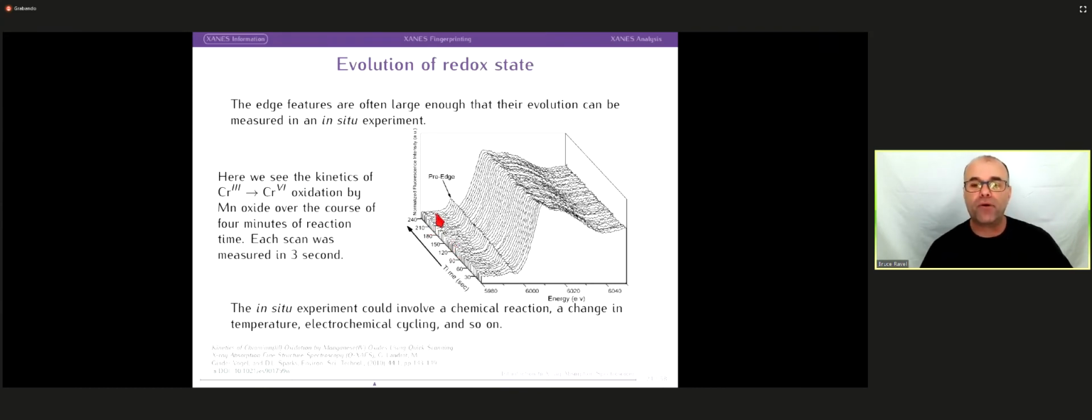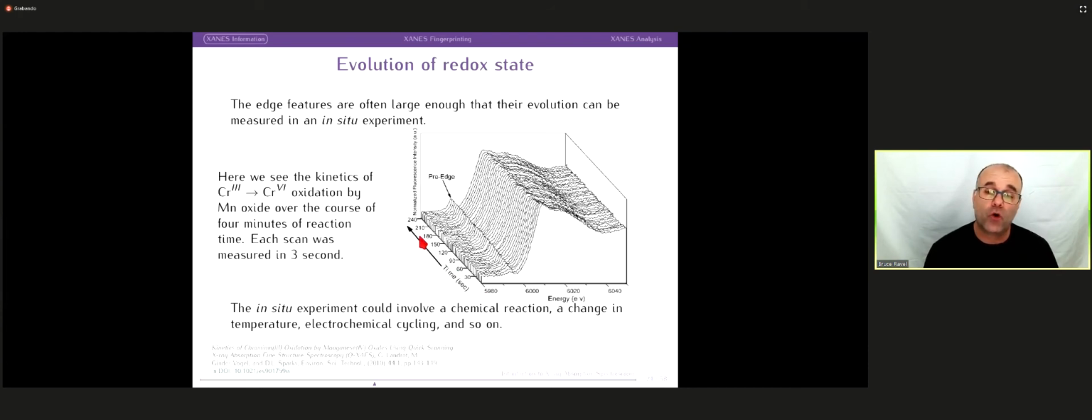Here is an example of using the XAFS to measure a time sequence, so that you can get a sense not only of what chemical reaction is happening, but also the time scale over which it's happening. What you're seeing here is chromium deposited on a manganese oxide surface, and the chromium is being oxidized by the manganese surface. That is, the manganese has an excess of oxygen that it can contribute to the oxidation of the small amount of chromium that is deposited on the surface.